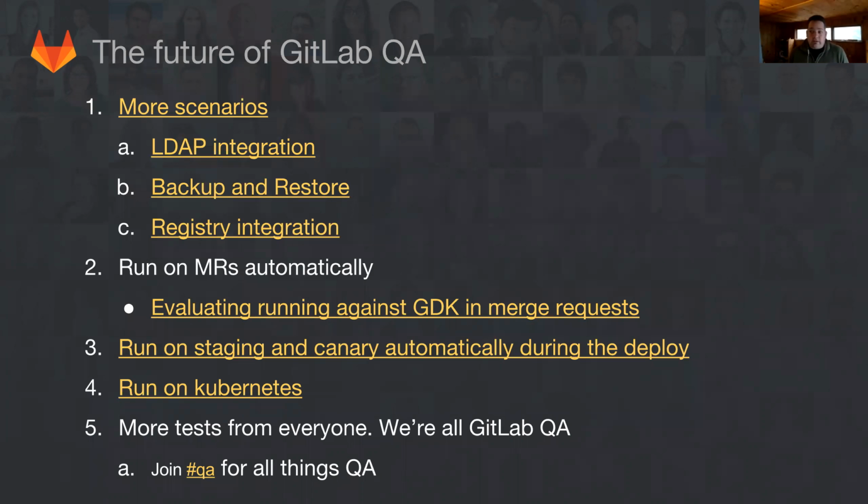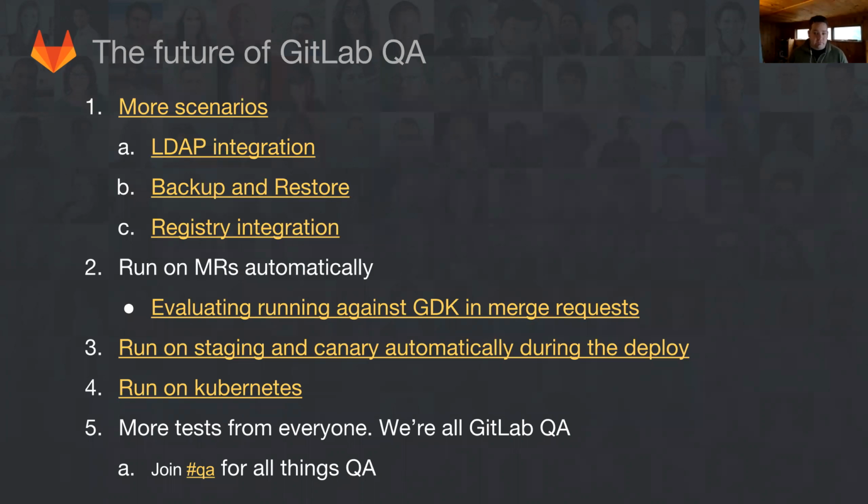If you click on that link for more scenarios, that is to the GitLab QA issue queue, with everything with the label new scenarios. You can see everything in there that is planned, and if you're feeling motivated, you can even add more scenarios yourself. Another thing that would like to be done is to run on merge requests automatically. Every time a merge request is submitted, a pipeline would kick off. That would run GitLab QA against your merge requests, and the merge request would not merge until GitLab QA passes.